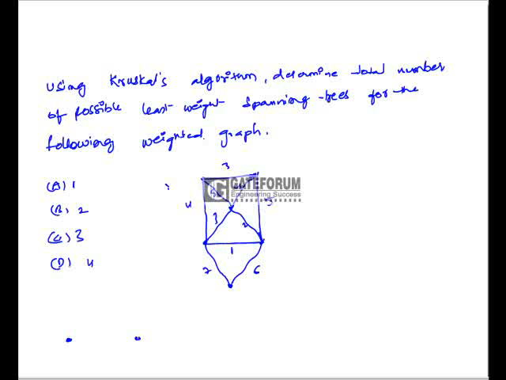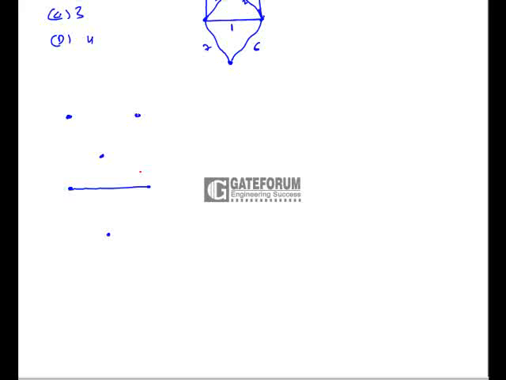So here the minimum cost edge is 1. So we'll be adding this one as the first edge. After 1, the next least cost edge is 2. So we'll add this 2. We should not add the edge if it is forming a cycle. Why? Because in a minimal spanning tree, in a spanning tree, there will not be any loops. There will not be any cycles.